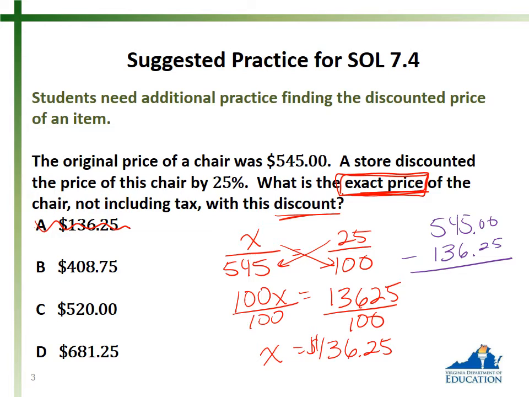So if I go 545 minus $136.25, it gives me an amount of $408.75. So in following these steps, I can circle B as the correct answer. Do not fall in the trap of doing the discounted amounts. That is a bad idea.